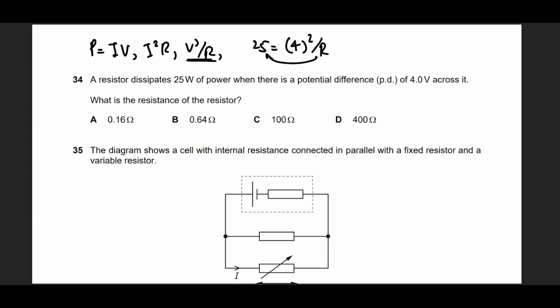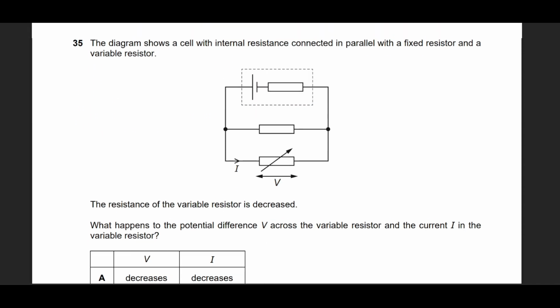So R goes over there, 25 comes down, so this becomes 16 over 25, which is going to be 0.64 ohms. Option B is the answer. Very quick question, time-saving question.